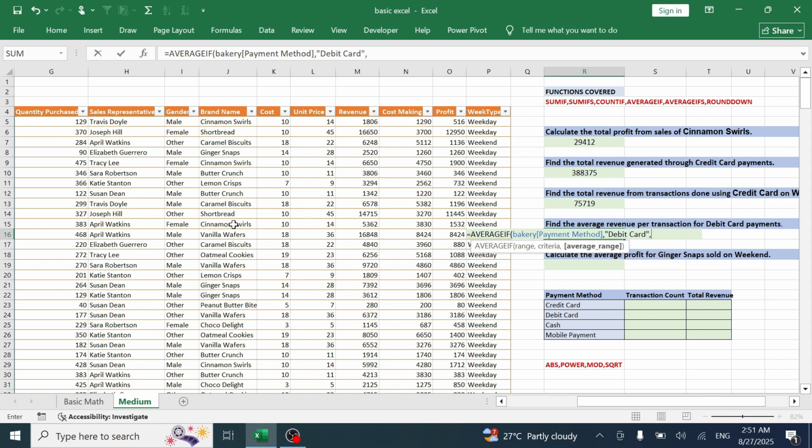And now we need to give the average range. We need to calculate average revenue, so we need to give the revenue range. By the way, we can select like that, or we can also give the column name. It is best. Revenue. Close the bracket. The answer is 5,616, the average revenue per transaction with debit card payment. Also we can round it down.